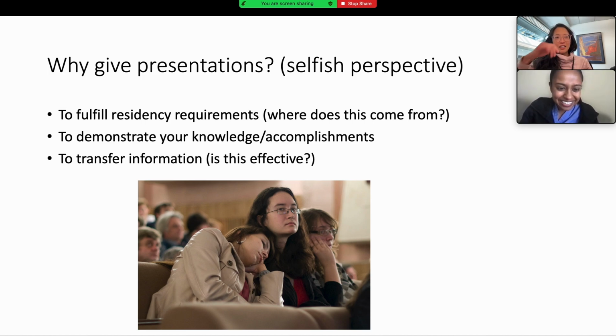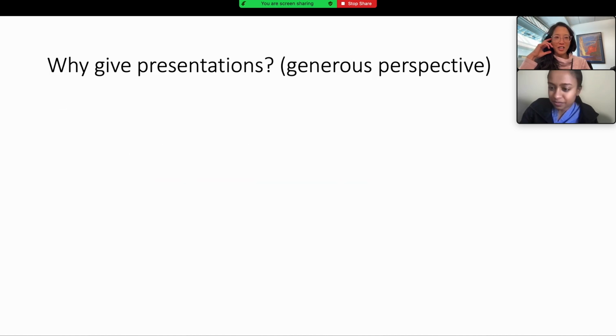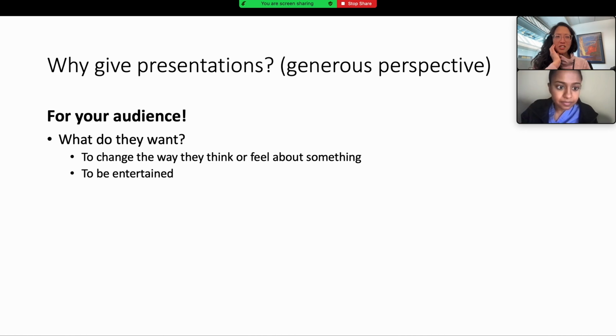So I guess, in addition to looking at this selfish perspective, maybe it's also good to look at why give presentations for the other people, and take a more generous approach. We can give presentations to help our audience. What does the audience want though? They probably want to change the way they think or feel about something. I do remember the impact of presentations if they cause me to think about something differently.